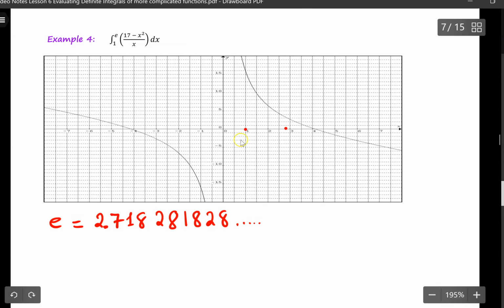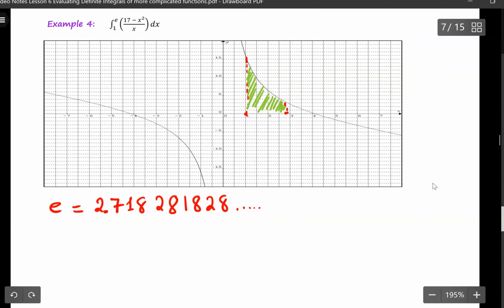So I identify the 1 and the 2.71818, roughly around here for everyone. So it's roughly around there. I'm going to identify the area for everyone. So right there, we should calculate the area here.